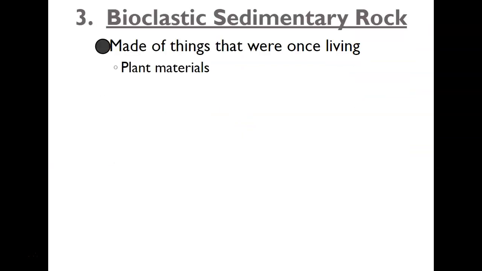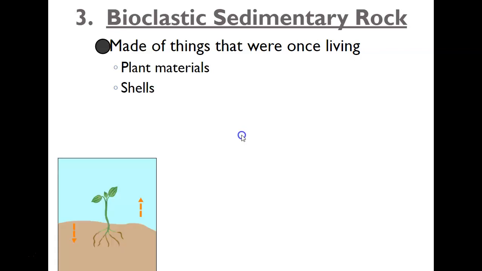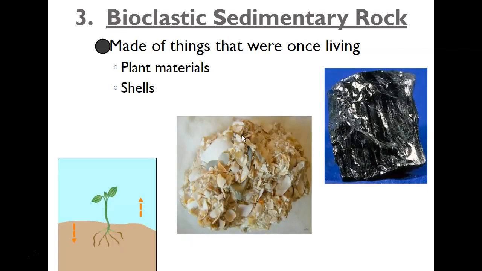The third one is bioclastic sedimentary rock. Since we know that bio means life, this one is made of things that were once living, like plant material and shells. And these are some pictures of that.